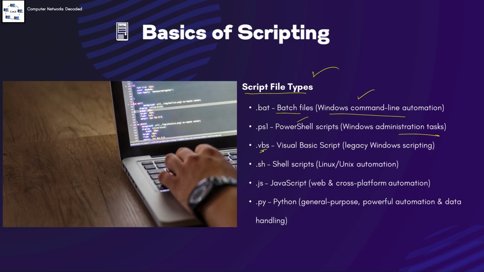Next is .vbs, which is Visual Basic Script, and this was used in previous and old Windows versions for legacy Windows scripting. .sh is shell script, so these are Linux and Unix scripts for different Unix and Linux automation tasks. Next is .js, which is JavaScript. It is used for web and cross-platform automation. And the last one is .py, which is Python script. These are general purpose and powerful automation and data handling scripts done through the Python language.